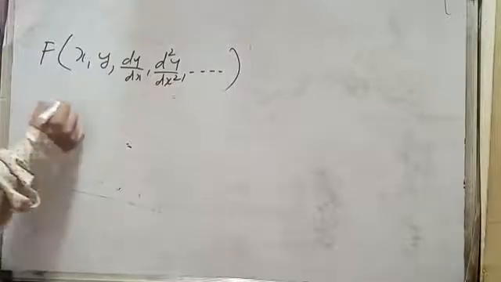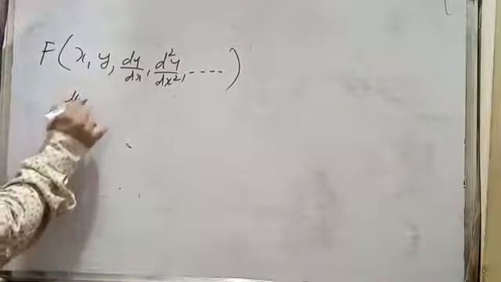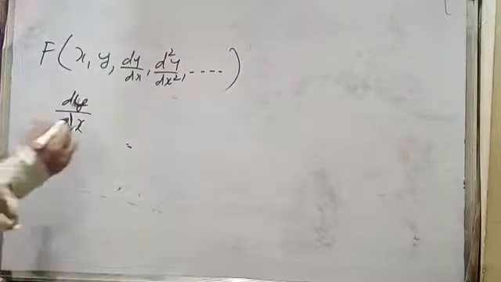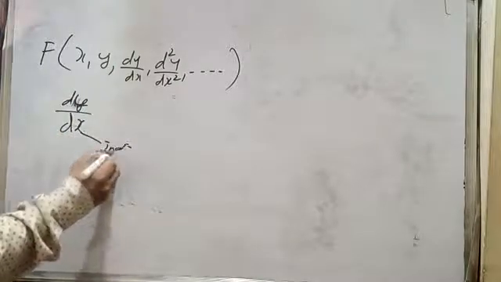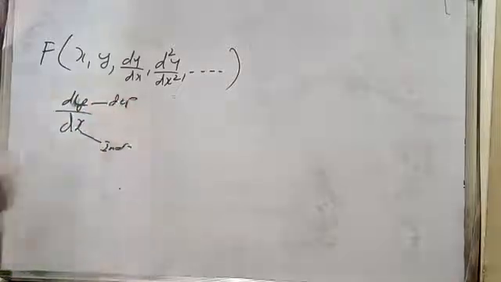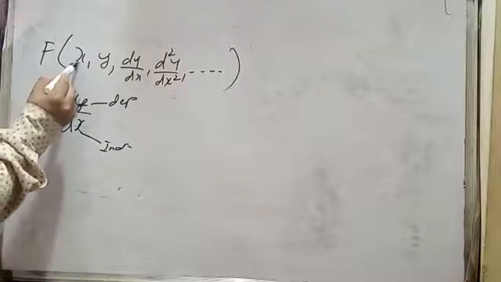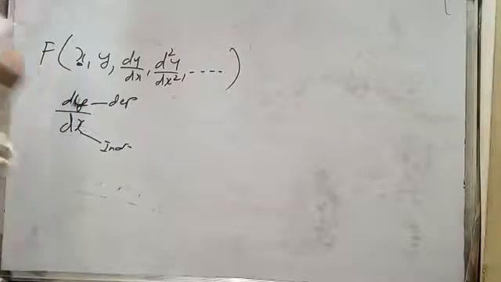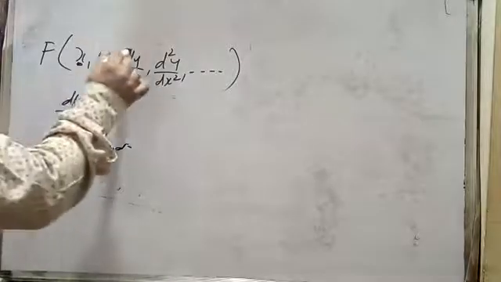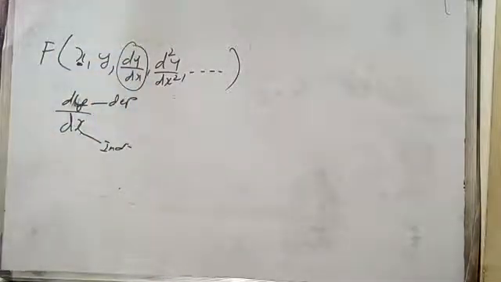We know that in dy by dx, this is the independent variable and this is the dependent variable, right? So this is a function that involves an independent variable, a dependent variable, and a derivative with respect to the independent variable. That type of equation is called a differential equation, right?